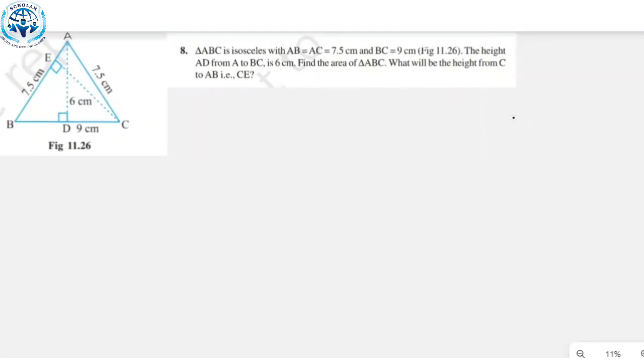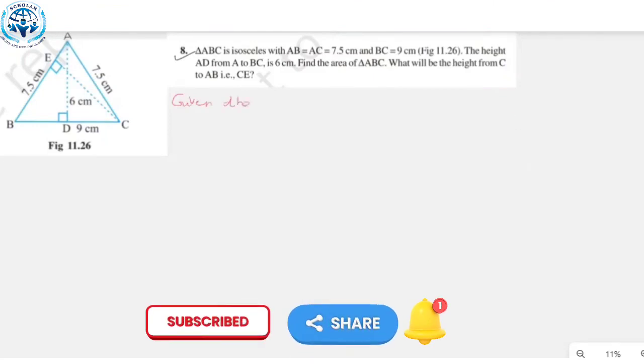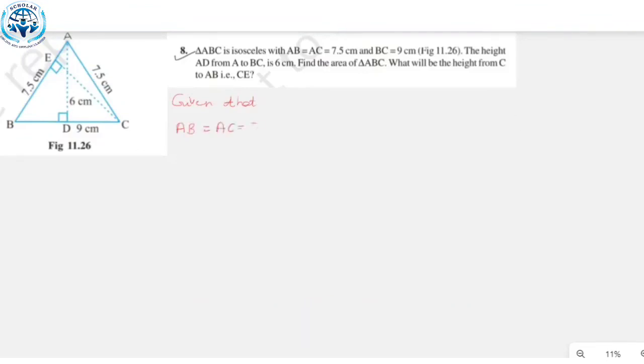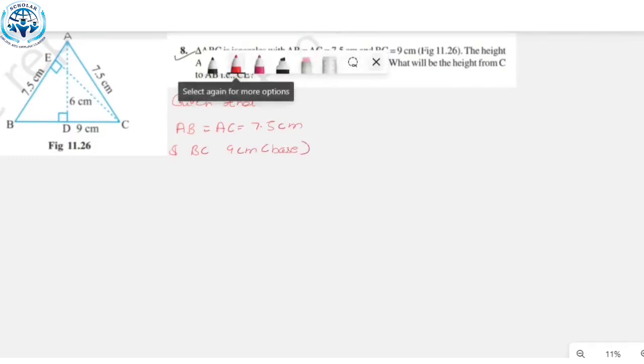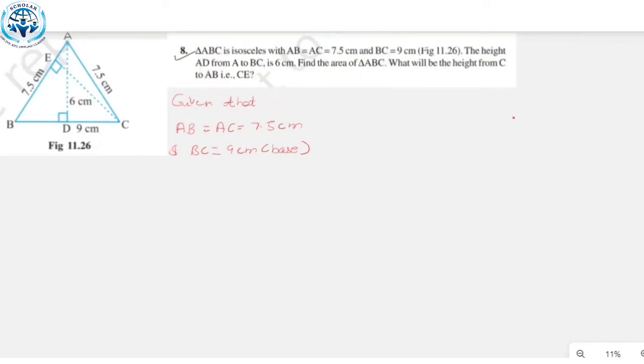Question number 8. The triangle is isosceles with AB is equal to AC is equal to 7.5 centimeter. We know that in an isosceles triangle, two sides are equal. BC is the base, which is equal to 9 centimeter. The height AD from A to BC is 6 centimeter. We have to find out the area of triangle ABC. What will be the height from C to AB, that is CE?